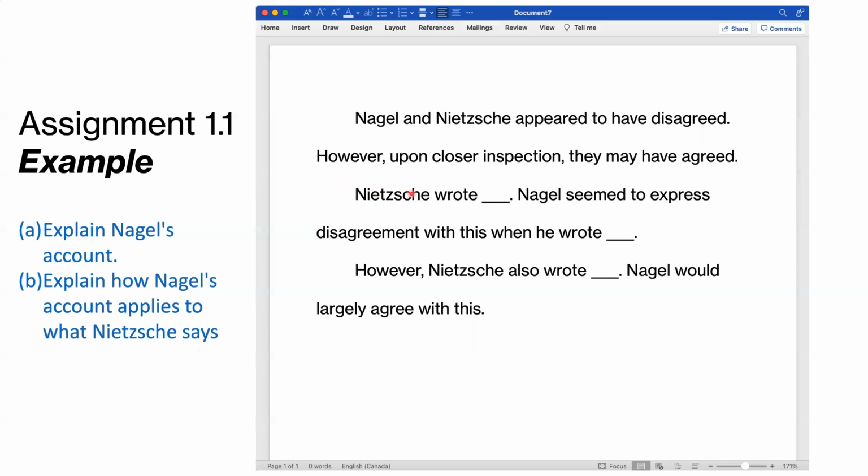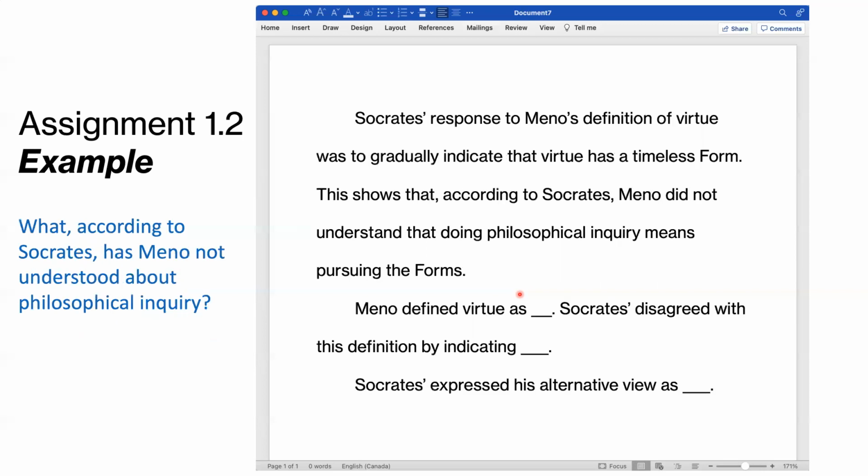Next paragraph, Nietzsche wrote blank. Nagel seemed to express disagreement with this, and so on. Multiple sentences, whatever, but just fill in. That's the paragraph. It has one cohesive point that it's making. Each paragraph should do that. That's how paragraphs work. And then lastly, you're saying, however, Nietzsche also wrote something. Nagel would largely agree with this. Very clean, easy to read. That's what we're looking for. It goes through the arguments and it answers the question.